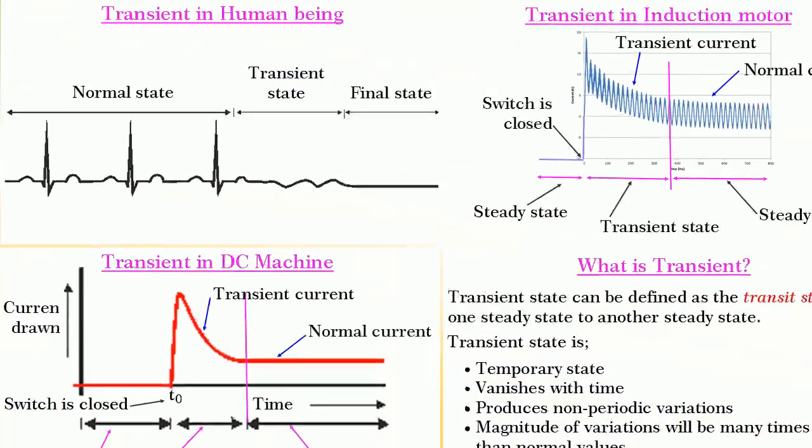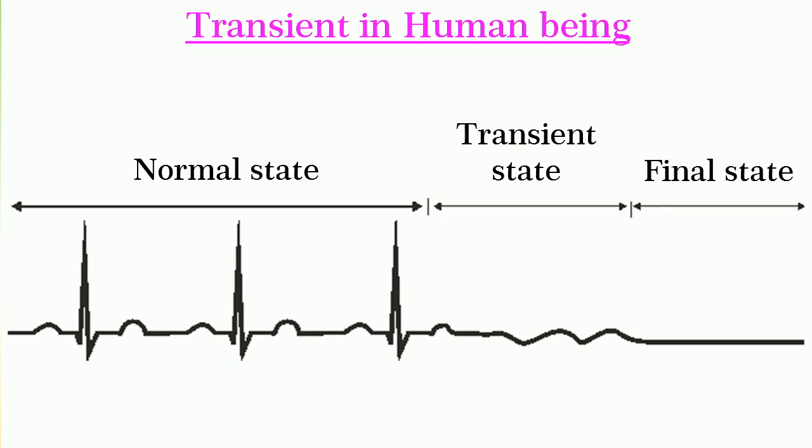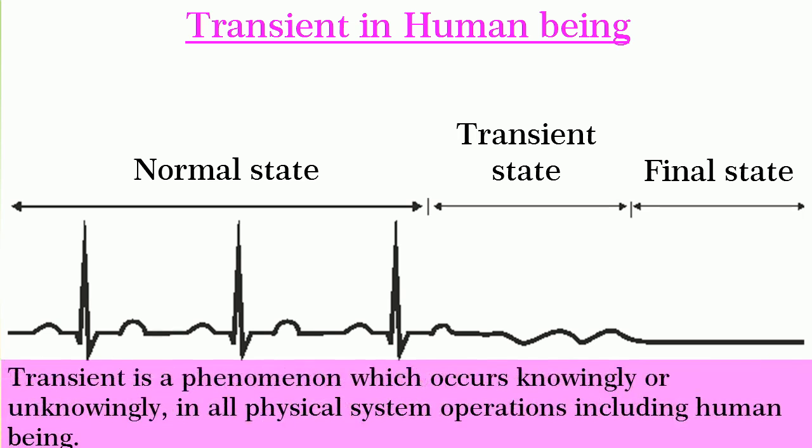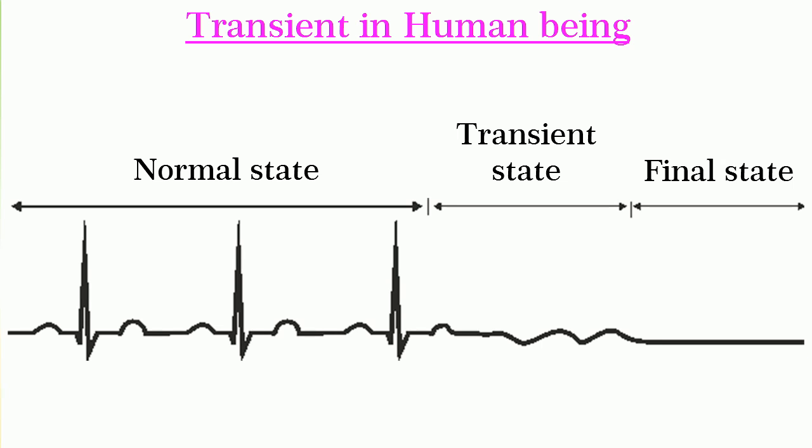Friends, do you know what a transient is? In my opinion, transient is a phenomenon which occurs knowingly or unknowingly in all physical system operations, including human beings. Are you surprised? Yes, friends, transients do occur even in human beings.